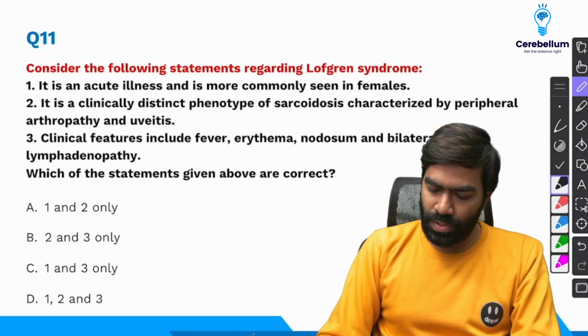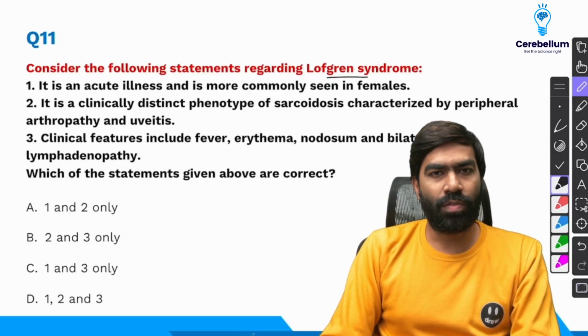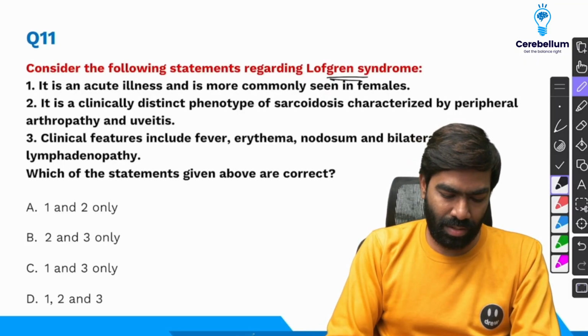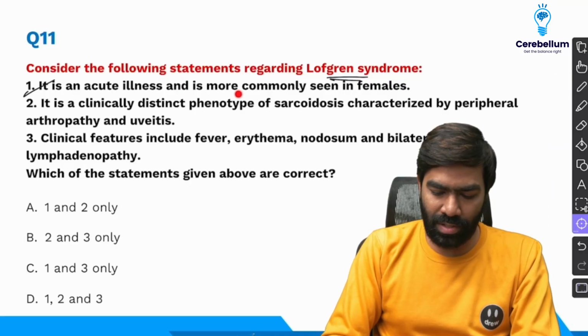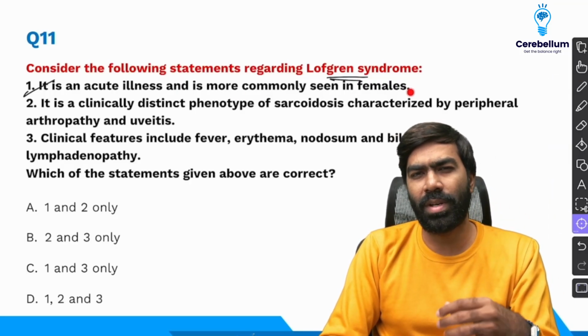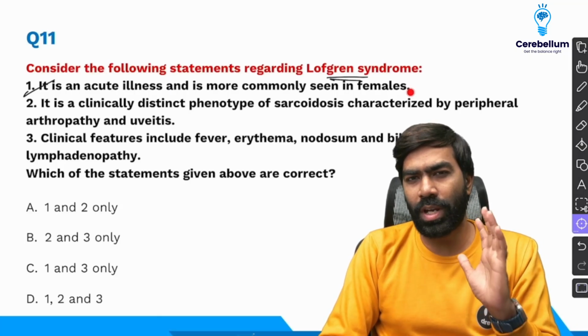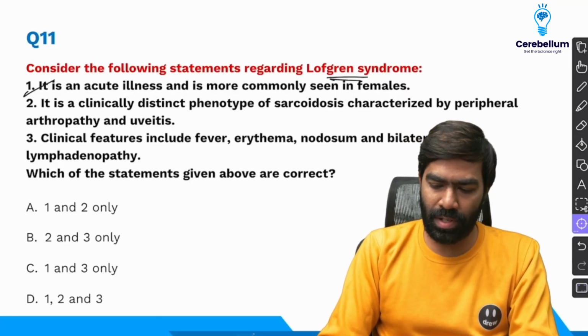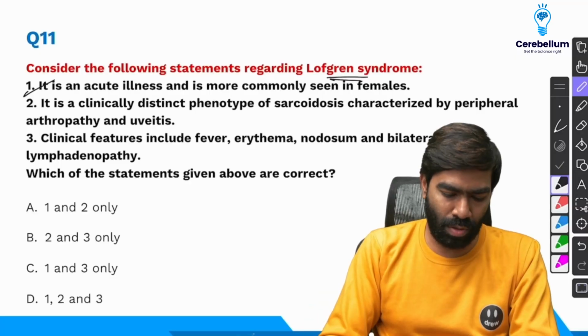Coming to the 11th question, which of the following statements is true regarding Löfgren syndrome? That's what the examiner is asking. First option, it's an acute illness and is more commonly seen in females. Absolutely correct. In fact, it's a self-limiting condition. Most of the time, steroids are not even required and you can just treat these patients with supportive management. It will resolve automatically. It has a very, very good prognosis.